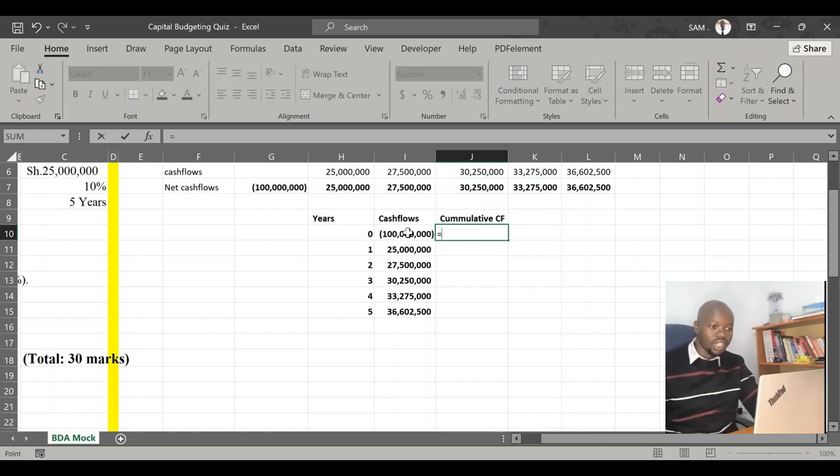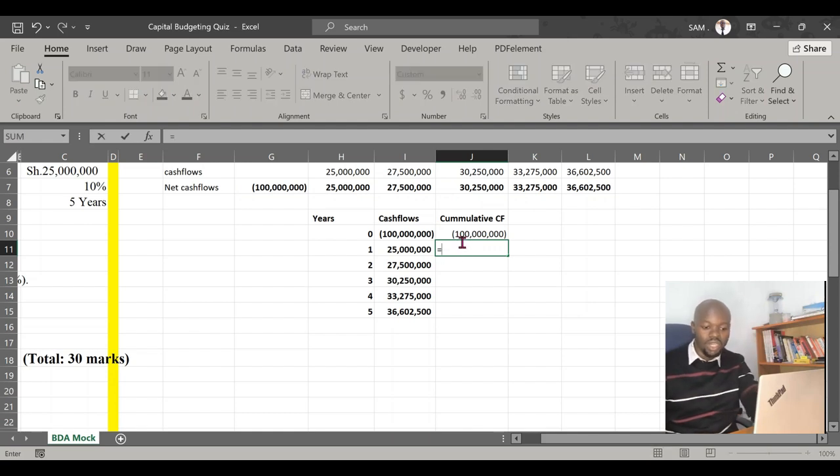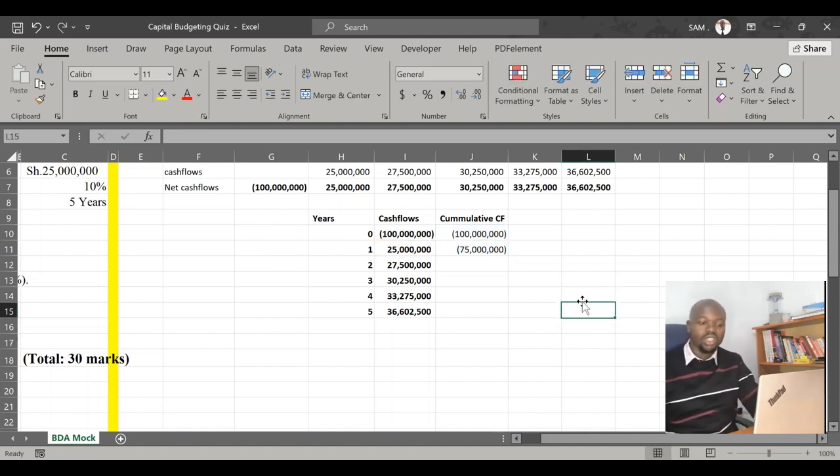And I will get the cash flows in year 0, which is an outflow. Then cumulative for year 1, I will go and get the cumulative in year 0. Then what I'm receiving in year 1 is that one. So the approach I'm giving here, we are looking at when are we going to recover back our 100 million investment in year 0. So in year 1, I'm getting a cash flow of 25 million coming in. This is an inflow. So you realize that at the end of year 1, I'm still looking for 75 million. I've already received 25. So I'm looking for 75 million.